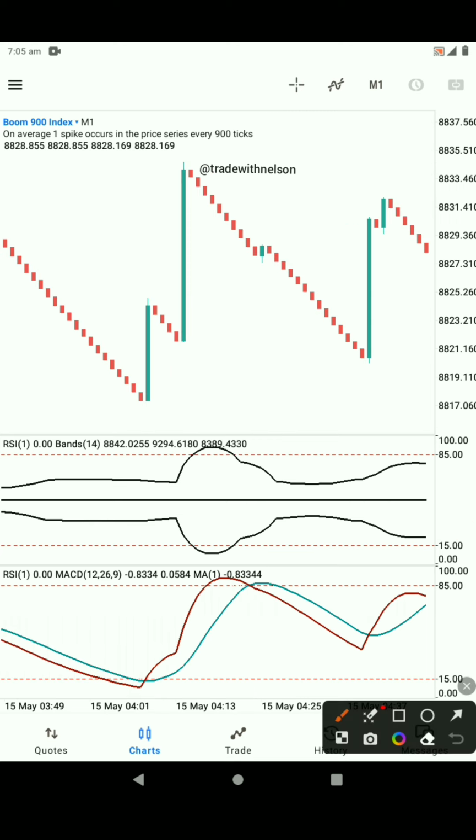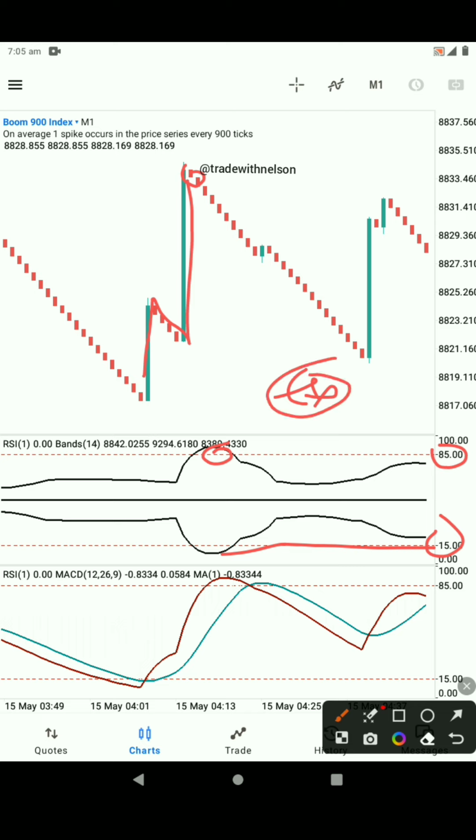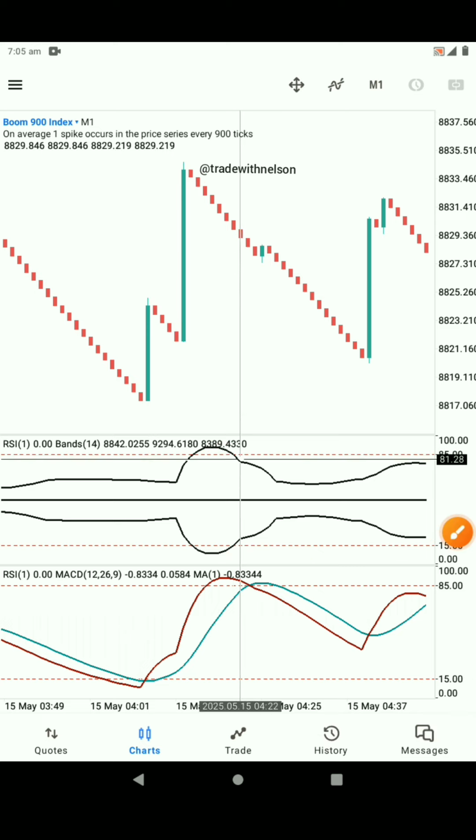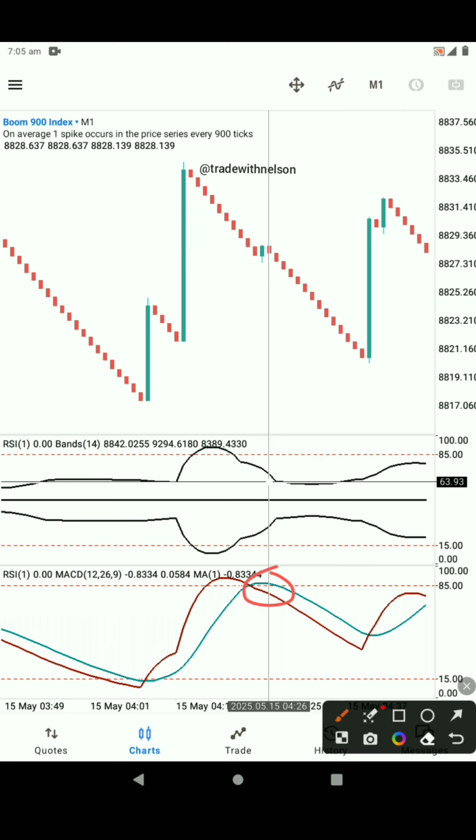This is also another one at this point. Spike, retrace, spike, pushes the Bollinger Bands into the 15 and 85 level, meaning that the buyers and sellers are exchanging hands. Here you have the MACD and the moving average enter into the 85 level around this point. Wait for a visible cross. Once you have the cross, enter a sell and count your 5 candles.